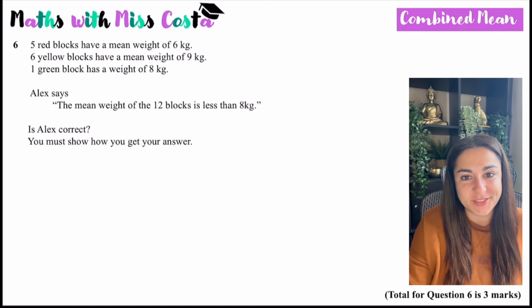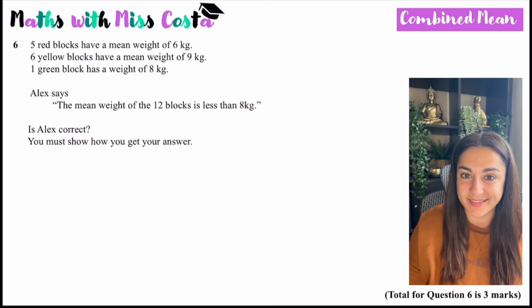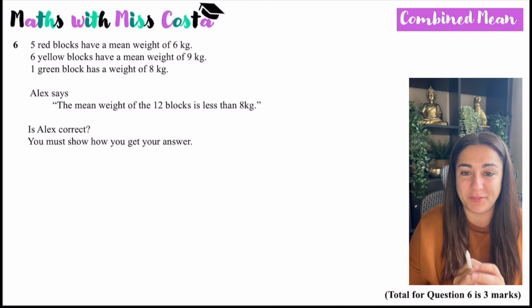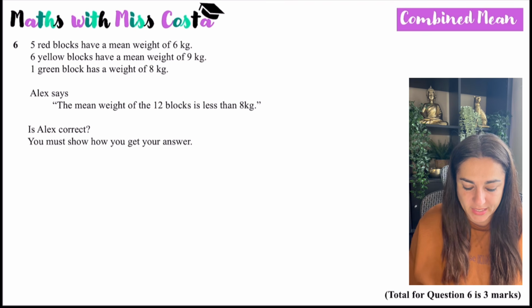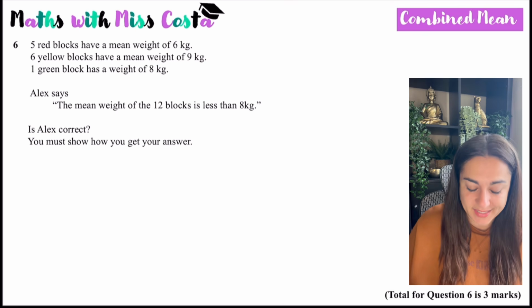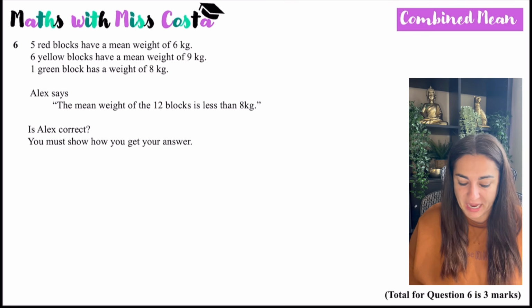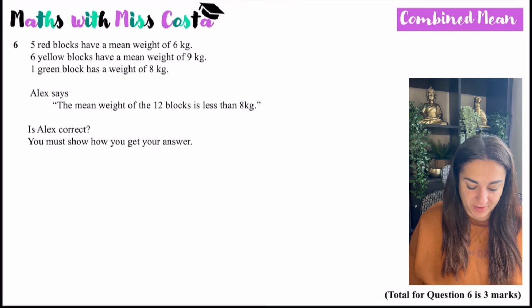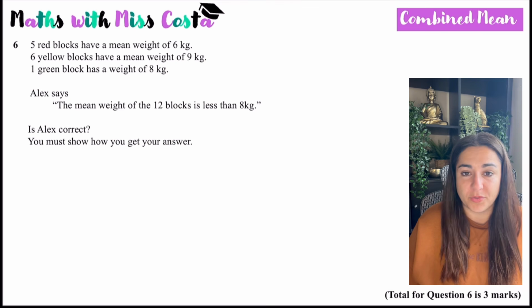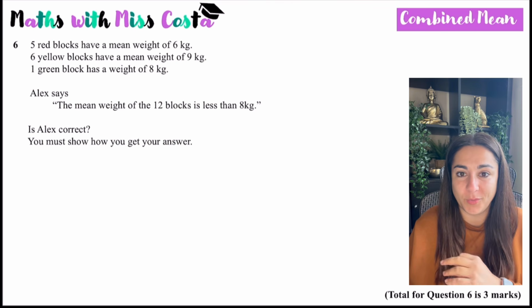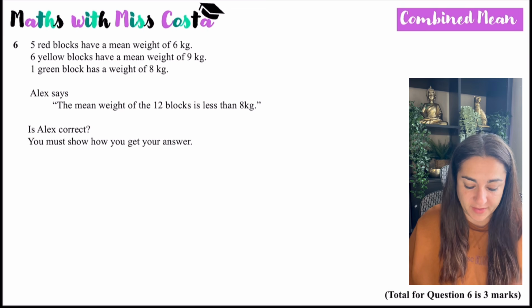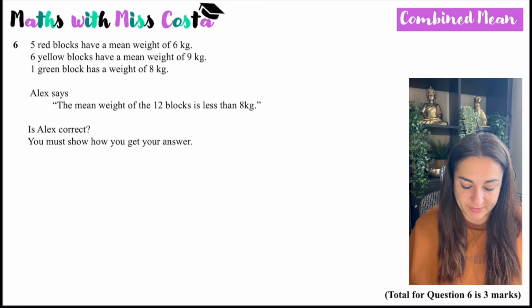Okay, so in this question, I'm given multiple means of different things. So I want to be very, very careful about what I do here. A common misconception is that people just think, oh, I'm going to add the two means together and divide by 2 or 3 or something. You don't do that. You have to work out the total weight of everything first. So that'll make a little bit more sense once I've explained it.